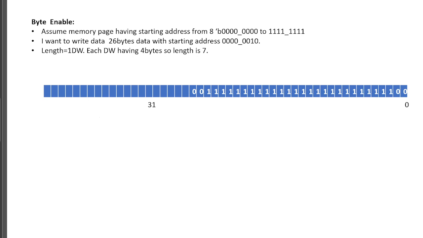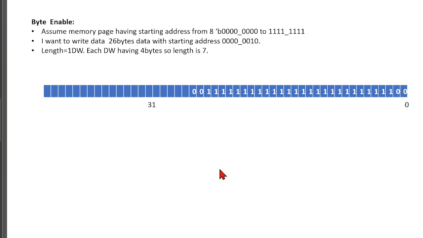Hi all. Let's see the concept of byte enable in PCI. In the transaction layer, we discussed the byte enable concept in the last video. This concept is useful when you want to read or write data at a specific location. Based on the specification, you have to enable the bytes.